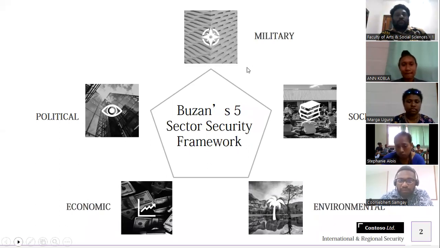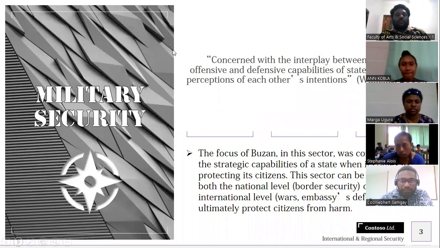So the first one is military security. According to Williams 2008, he stated that military security is concerned with the interplay between the armed offensive and defensive capabilities of states and states' perception of each other's intentions. And we can see an example of that was the South China Sea issue.